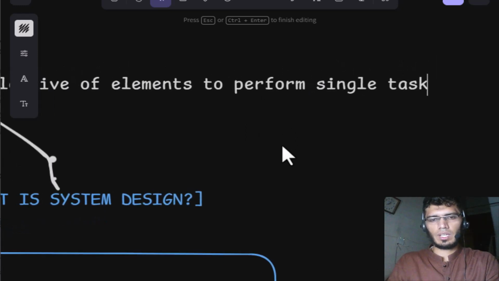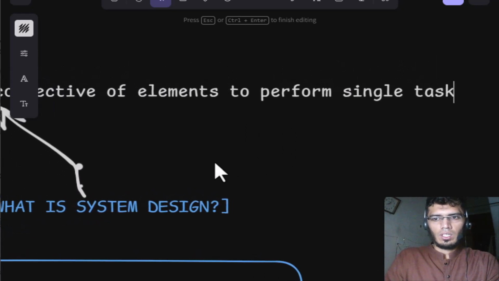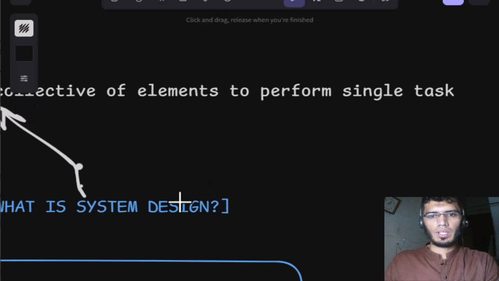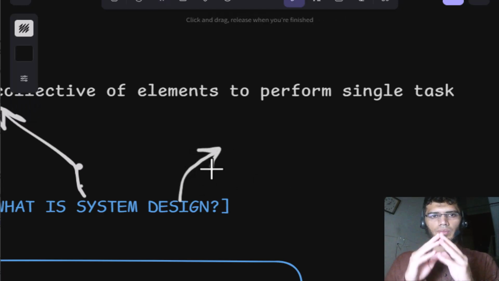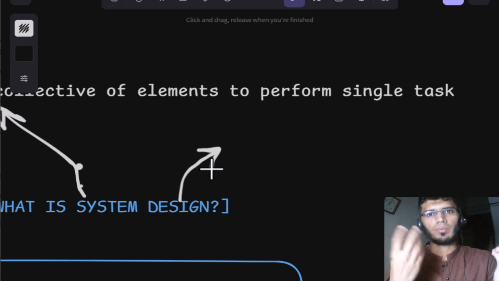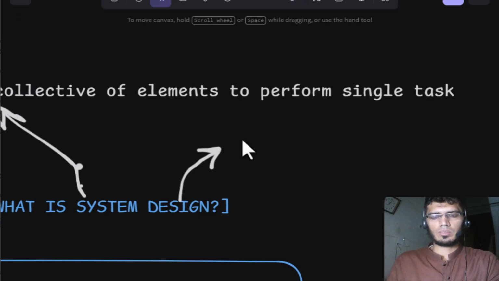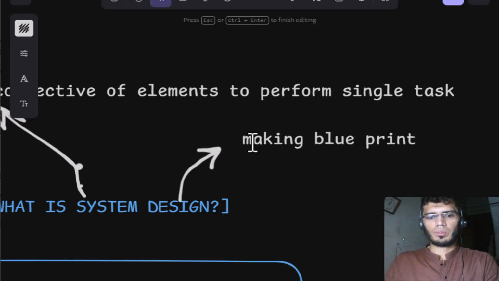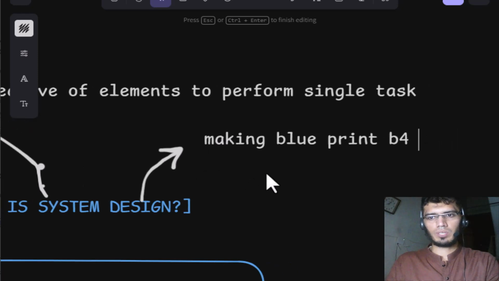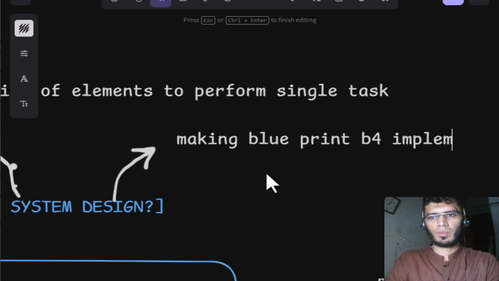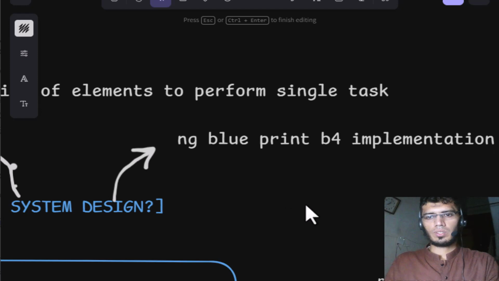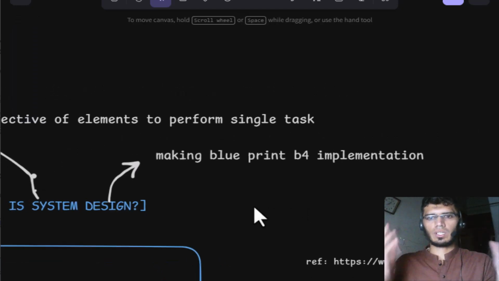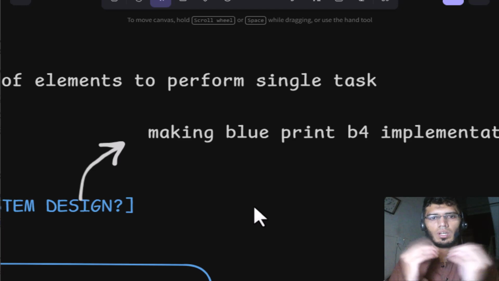And what is meant by design? Well, design means making a plan, or actually building a blueprint. Design means making a blueprint before implementation. So before implementing a system, we make a blueprint, or you can say an architecture, on paper, of how our system will work.